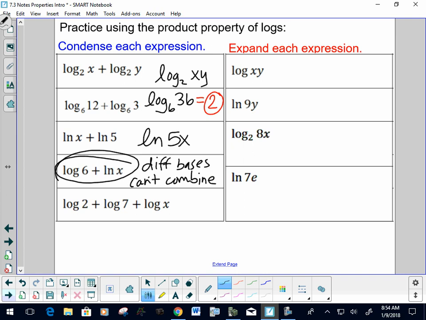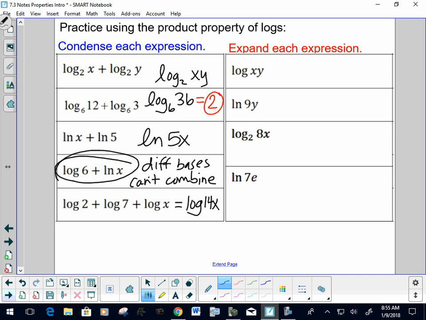All right, log base 10 of 2 plus the log base 10 of 7 plus the log base 10 of x. It works if you have 3 logs being added together as well. This would be the log base 10 of 14x, if I multiply those things together, 2 times 7 times x. So that's condensing. Condensing is a way of combining logs into one single log.